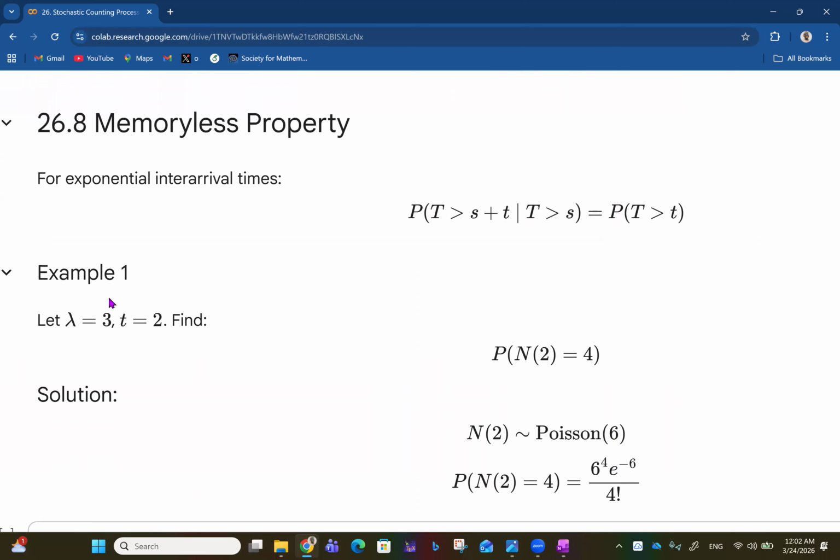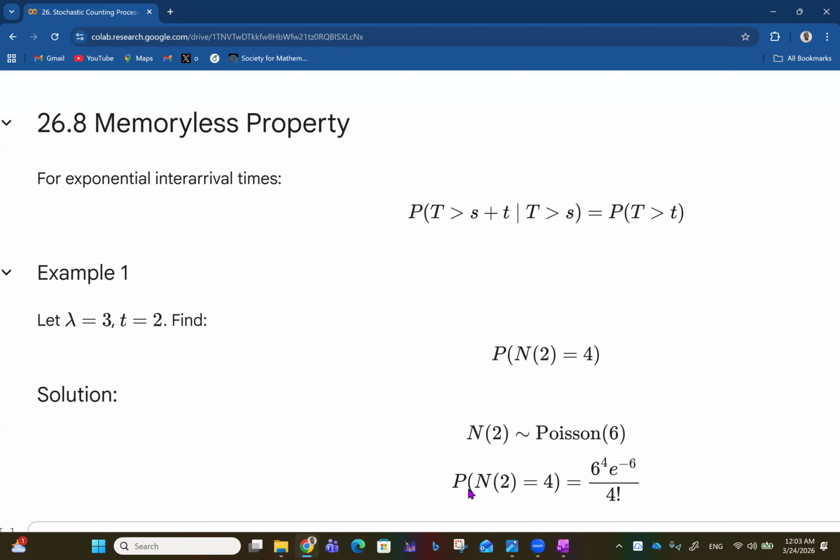So we have an example here. Let lambda be 3 and t is 2. So we want to find the probability that N of 2 is 4. That's at time 2, k is equal to 4, because this is normally the probability of N of t equals k. So the solution: N of 2 follows Poisson with lambda t, that's 3 times 2, which is 6.